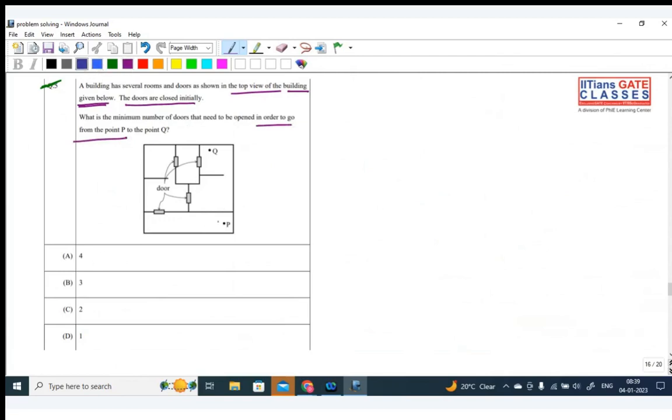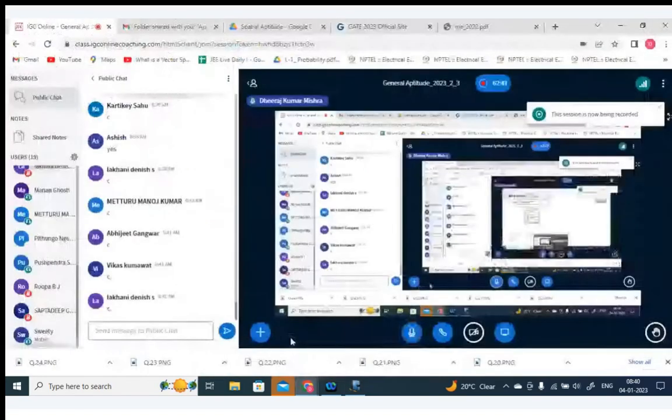So see, you can't go directly like this, okay? Because there is a wall, okay? You have to go from P to Q. So you can go like this, okay? You can go like this, okay? And you can reach here, okay? Or what you can do, you can go like this, okay? Then you can go like this and reach here. But you have to find the minimum number of doors, okay.